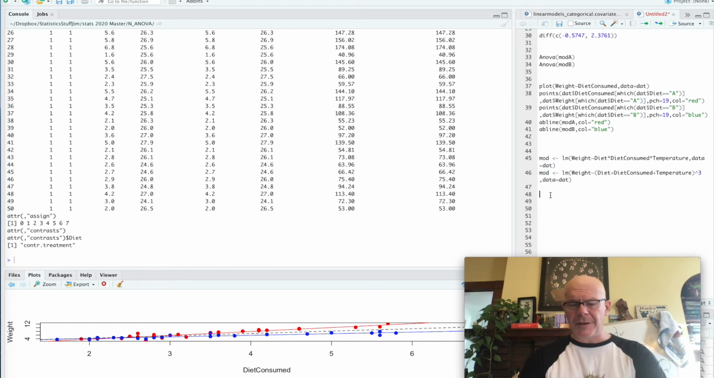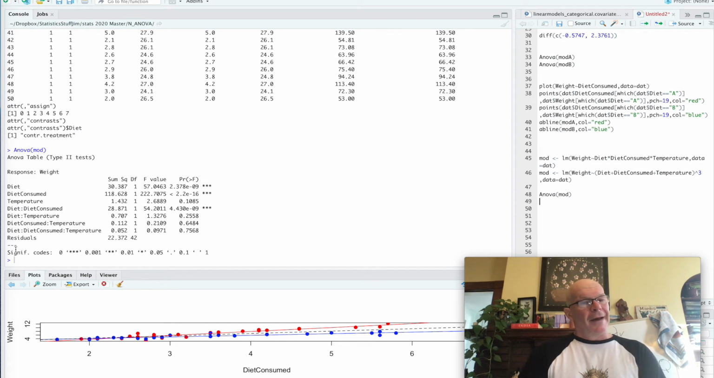And so we could go ahead and run an ANOVA on our big fat model. And we can eyeball that and say, well, okay, there's no 3-way interaction, because those are really tricky to interpret. There doesn't seem to be any diet consumed by temperature interaction. That's nice. That's additive. Diet by temperature interaction. That's nice. It means it's additive. Here again is our interaction term between diet and diet consumed. Temperature doesn't appear to be significant, and then diet and diet consumed appear to be significant.